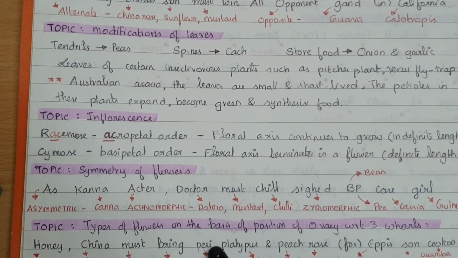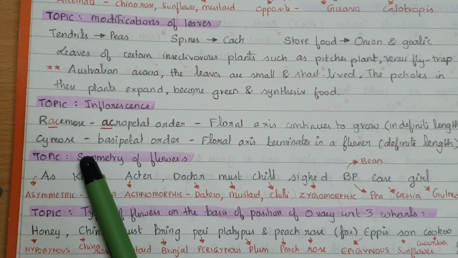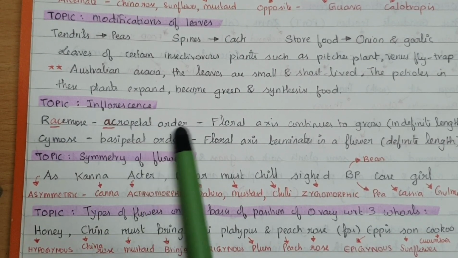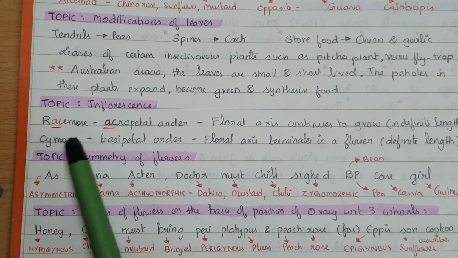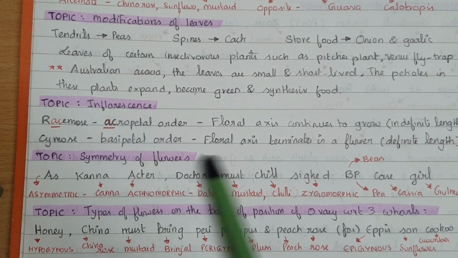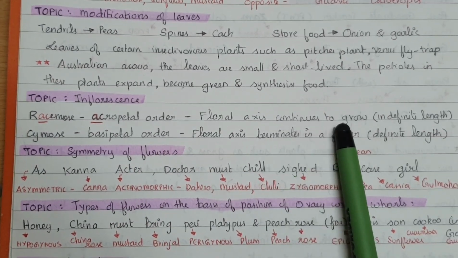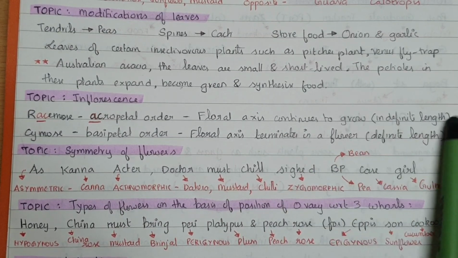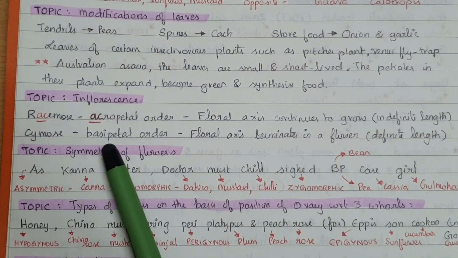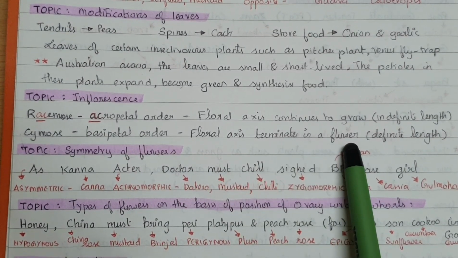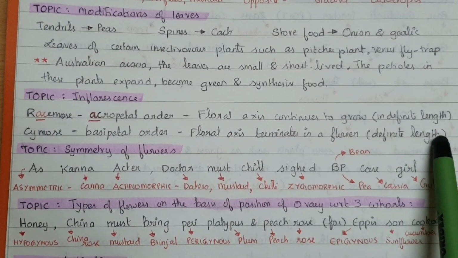Next topic is inflorescence. There are two types of inflorescence, racemose and cymose. In racemose, there is acropetal order. As you can see, RAC, so AC. Here also AC, acropetal. So the floral axis continues to grow, that is, indefinite length. In racemose there is an indefinite length, while in cymose it is basipetal order and the floral axis terminates in a flower, that is, it is of definite length.